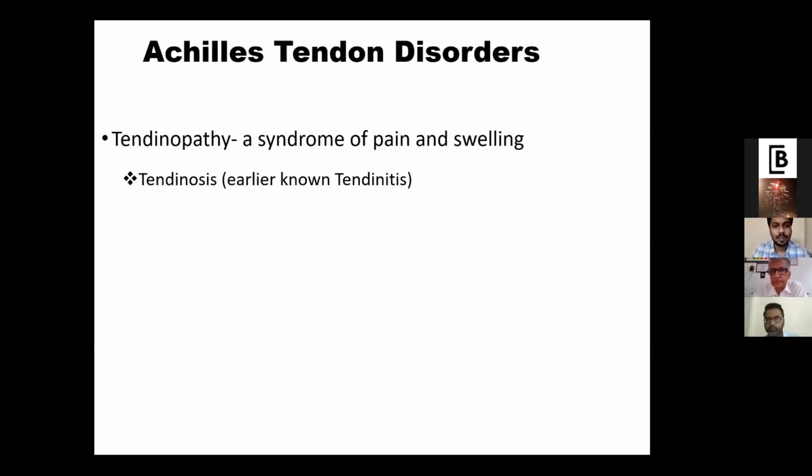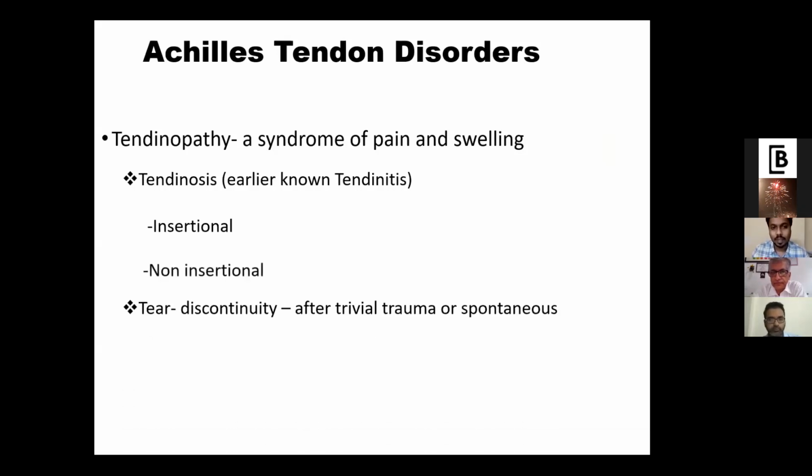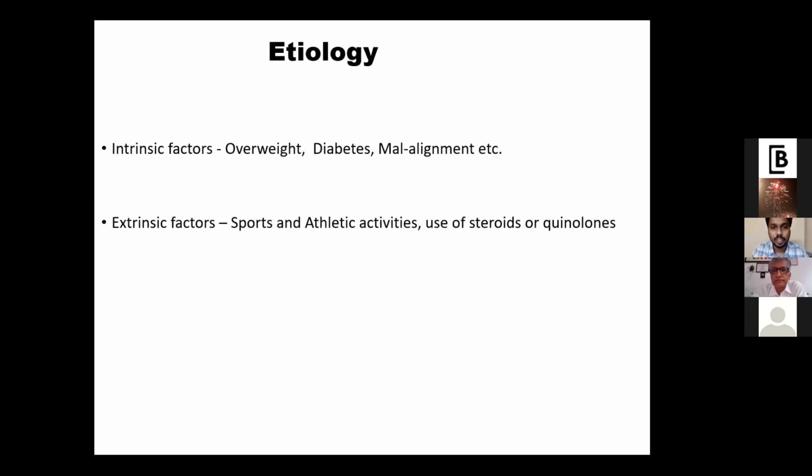So what basically happens is there is a tendinosis, which was previously known as tendinitis. That term is no longer used. It is broadly divided into two types, insertional and non-insertional. Eventually, the result of tendinosis is a tear, which is a discontinuity. It can happen either after a trivial trauma or it could be spontaneous. So this is the syndrome that affects the Achilles tendon due to degeneration.